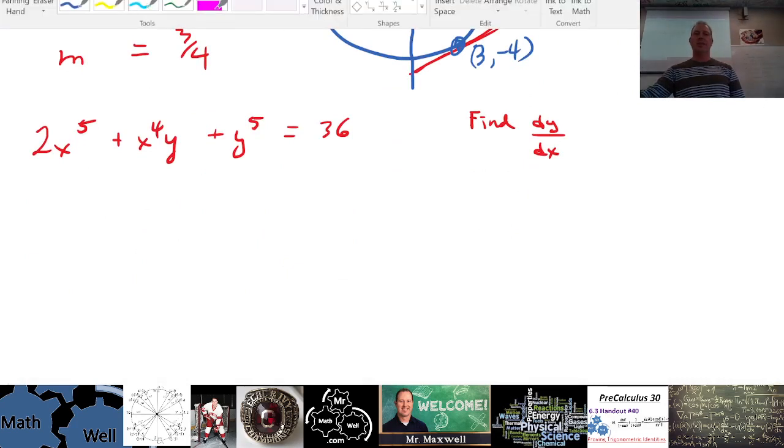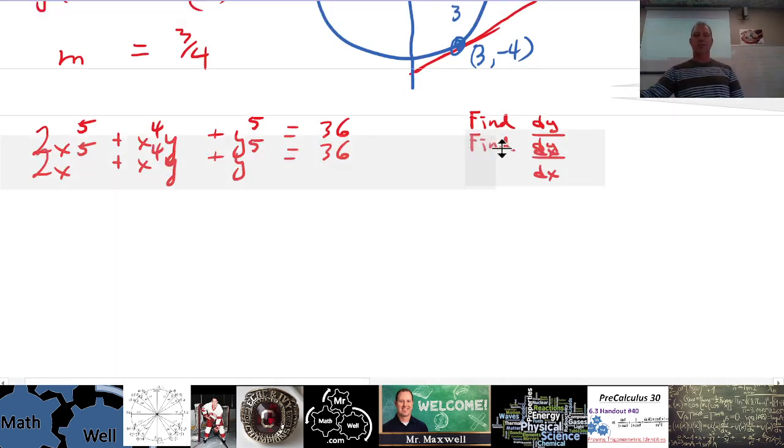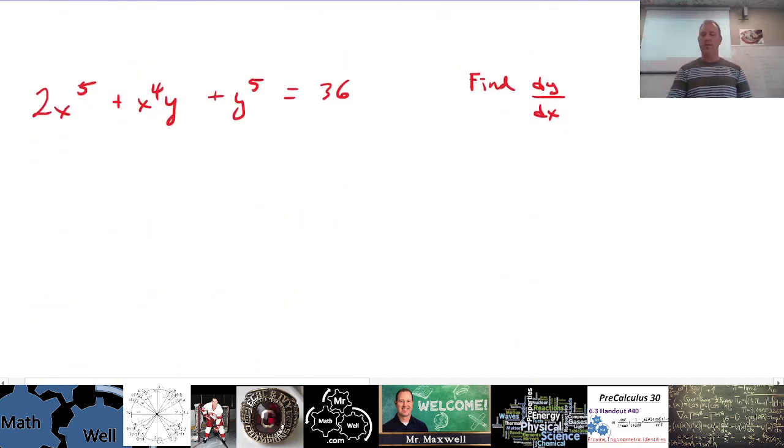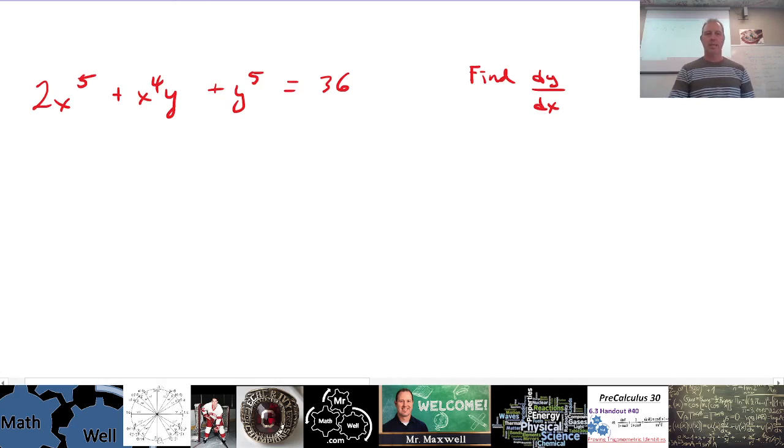All right, so here's another example. Please write this down here. Let's see if I can do this without the computer really hating me. All right, here's another example. Let us differentiate this implicitly.